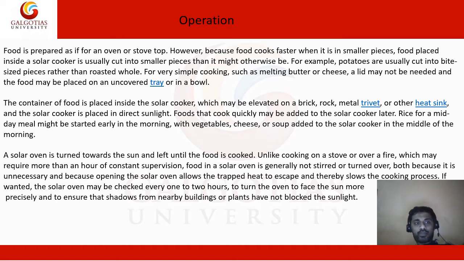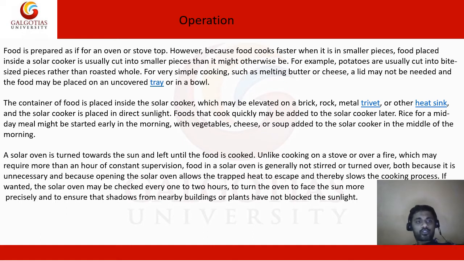For very simple cooking, such as melting butter or cheese, a lid may not be needed and the food may be placed on an uncovered tray or in a bowl. So if several foods are to be cooked separately, then they are placed in different containers. And the container of the food is placed inside the solar cooker, which may be elevated on a brick, rock, metal rivet, or other heat sink. And the solar cooker will be placed in direct sunlight.